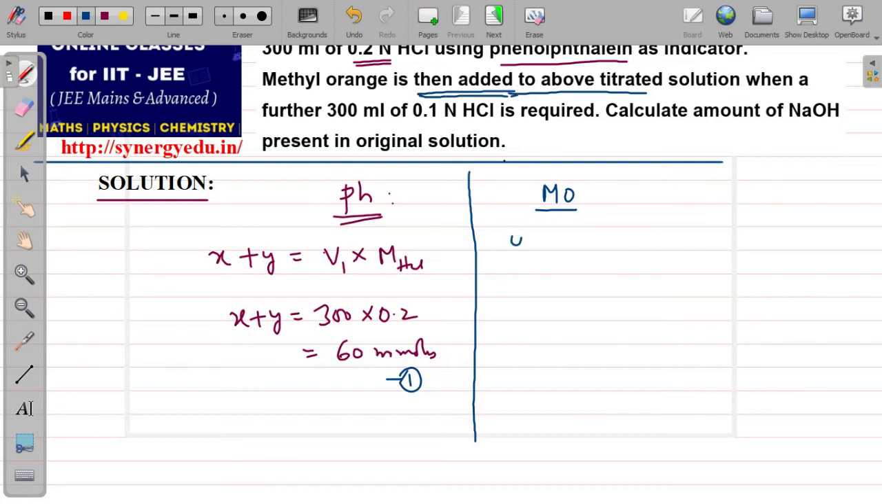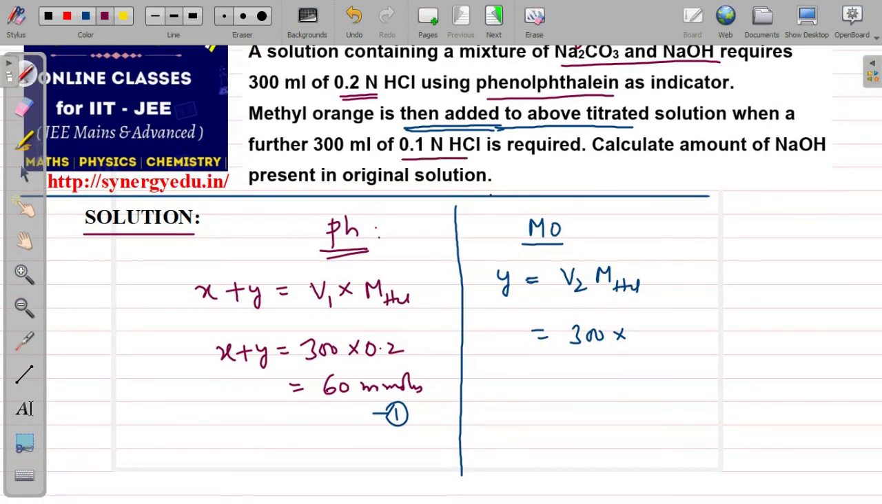Then what happens? We have seen that the sodium bicarbonate alone will react. So y is equal to V2 into molarity of HCl, which is 300 into... and see here in this case they are giving a different molarity. That means they are not using the same HCl in the second burette. They may change that also, but normally in laboratories they don't change, but it is up to you whether you use a different HCl in the second titration or the same HCl. But here in this problem they have given 0.1 normality HCl, so let's use that only. So 0.1, so that means 30 millimoles.